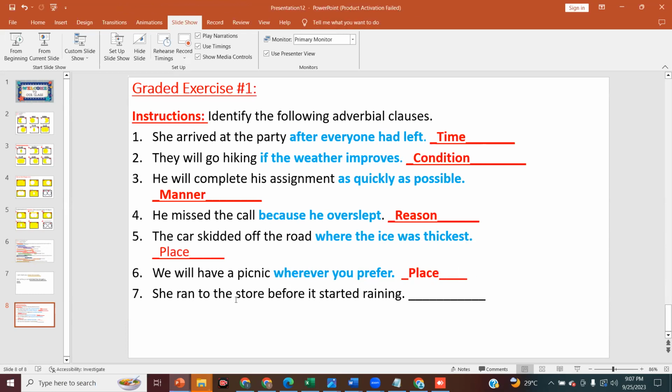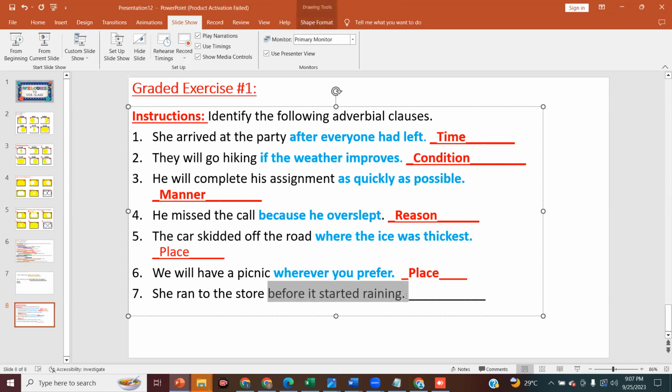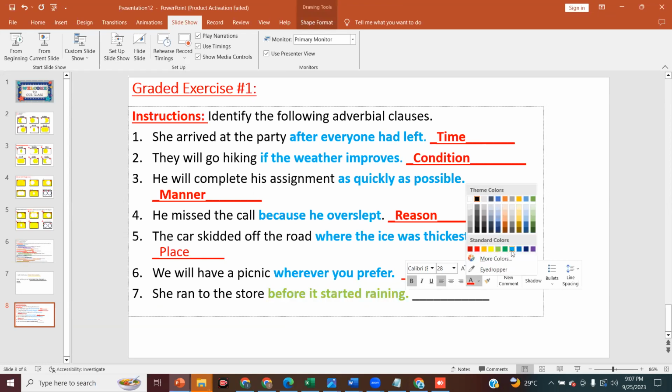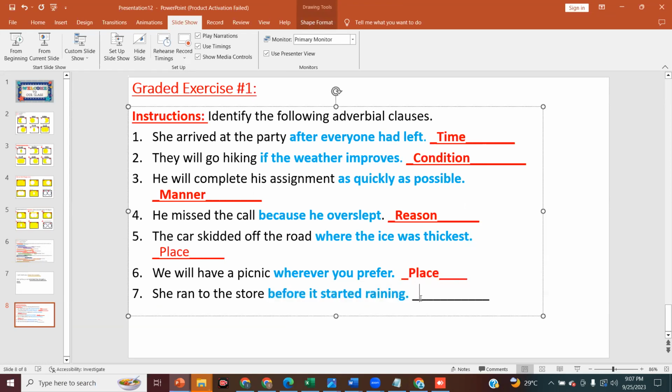She ran to the store before it started raining. Condition? Time? Before it started raining. It's time. So when did she go to the store? Before it started raining. So it's time. All right. Good. Now the moment of truth.